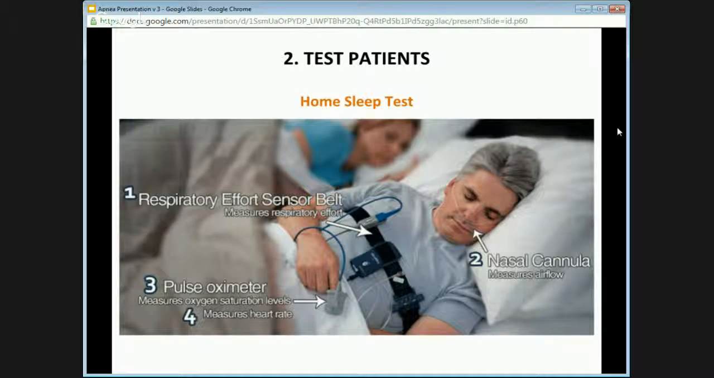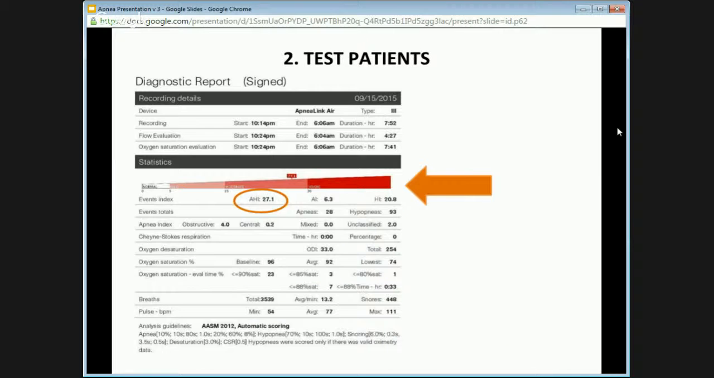It's got a band that goes around your chest. The respiratory effort belt measures the amount of times your chest rises and falls. Number 2, nasal cannula measures your airflow. You can see it right there, right on his nose. Even if you sleep with your mouth open, a little bit of air comes through your nose, so it registers it, okay? And then number 3, it's got a pulse oximeter. You've seen this in a hospital or at your doctor's office. This is great because it measures your oxygen saturation levels and your heart rate. So put them all together and you get a sweet little study done, okay?